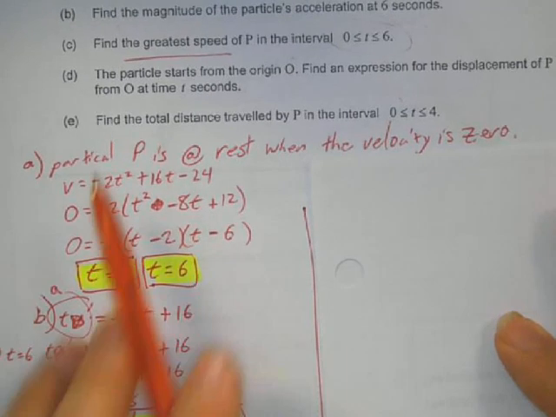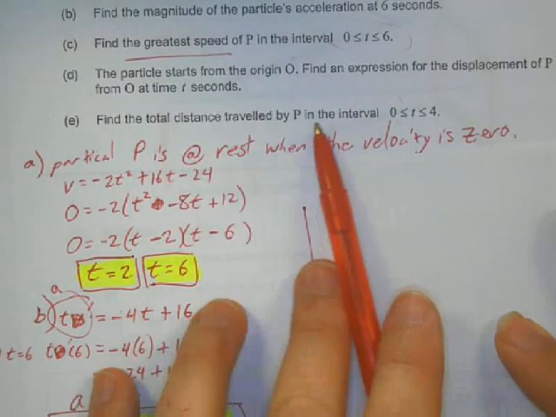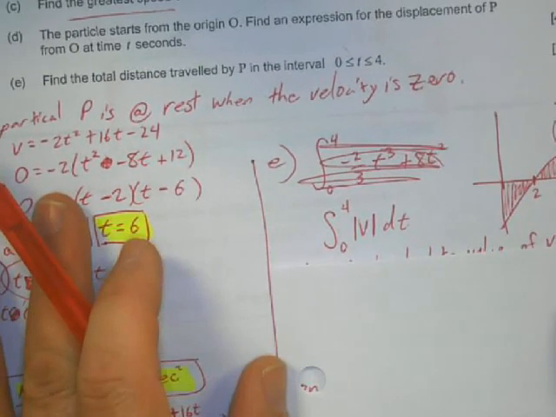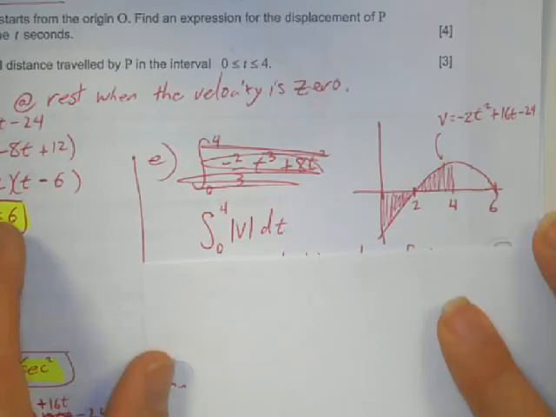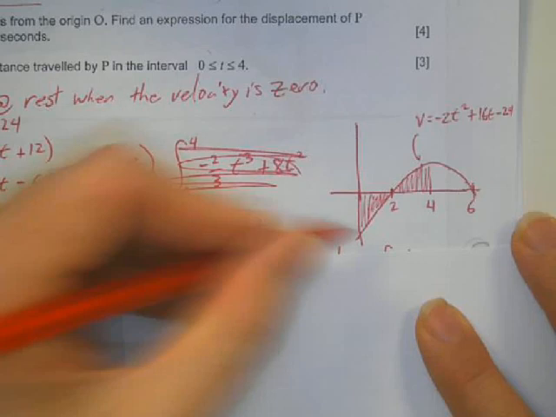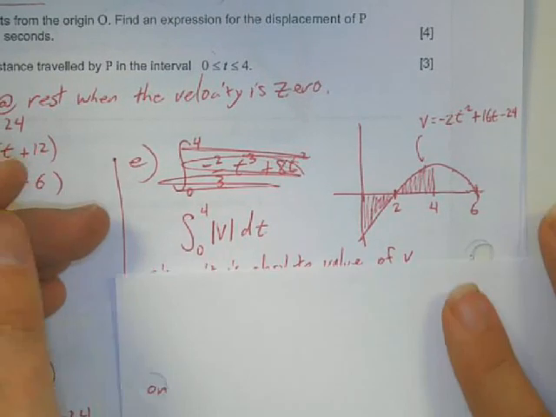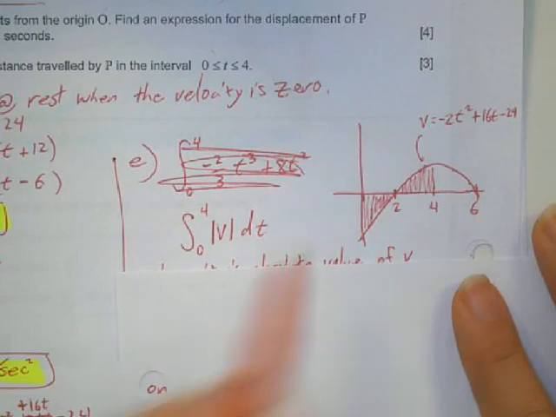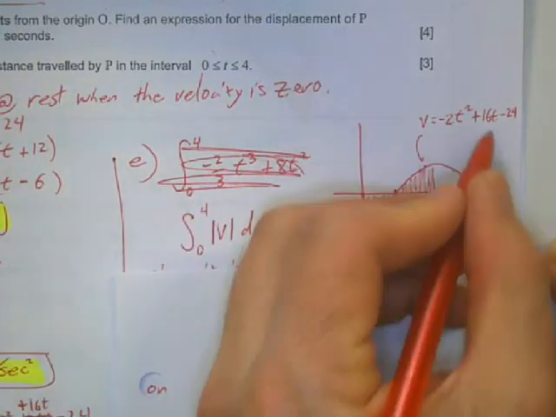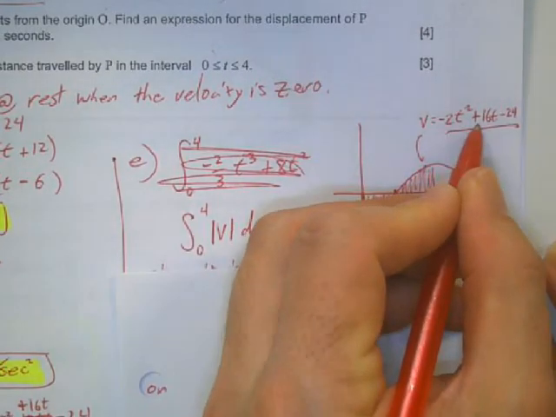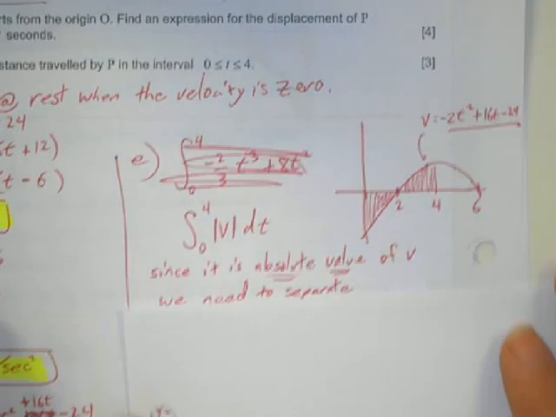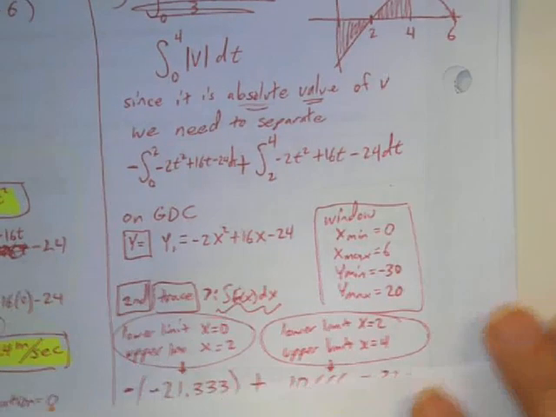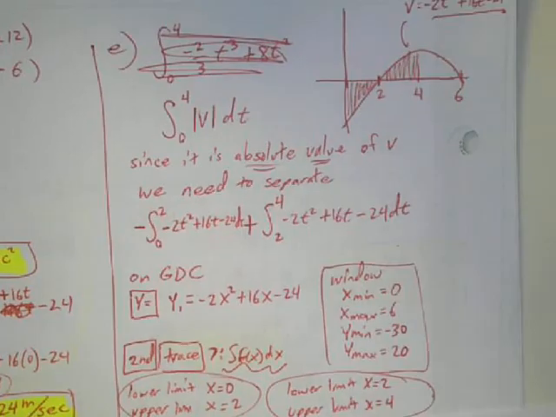Okay, question E. Find the total distance traveled by P between 0 and 4. Okay, so we want to find the total distance. So if I put this into my graph, it's going to look like this. So, my function is this: negative 2t squared plus 16t minus 24. So, I'm just going to talk this through.